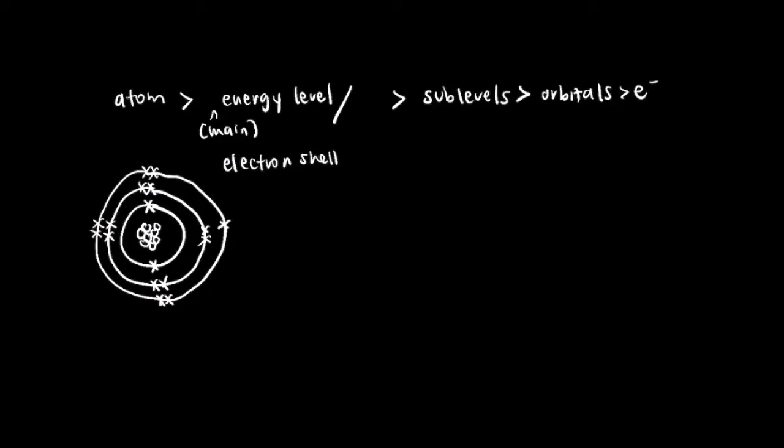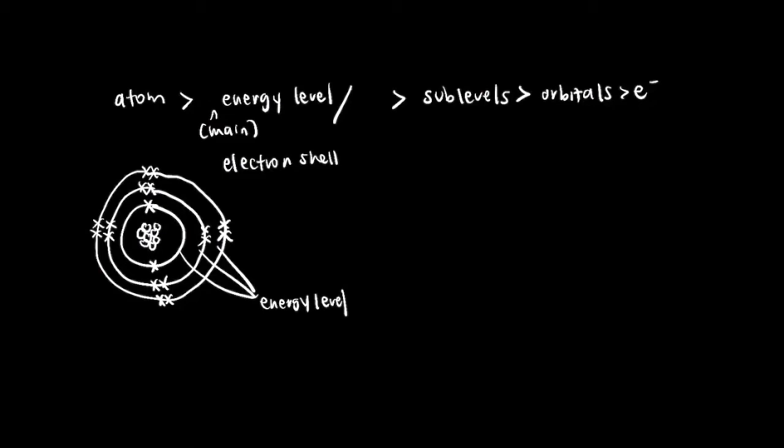So this is probably what you know from secondary school, and each of these shells corresponds to one energy level or electron shell. So far, the atom and energy level is exactly what you've learned in secondary school. But we want to delve a little bit deeper into the level of sublevels and orbitals.